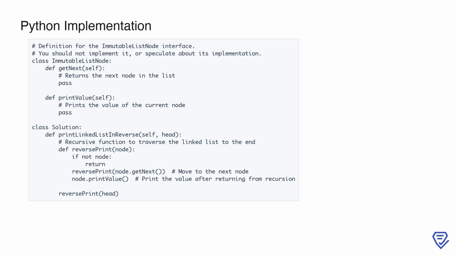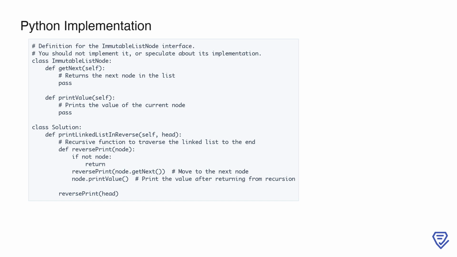3. Implementation details. The printLinkedListInReverse function defines a helper function reversePrint for recursion. The base case for the recursion is when the current node is none, indicating the end of the list. In this case, we return without taking any action.